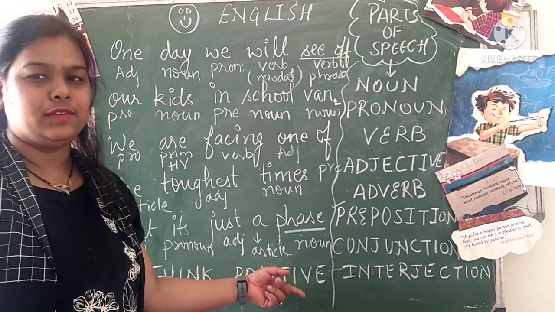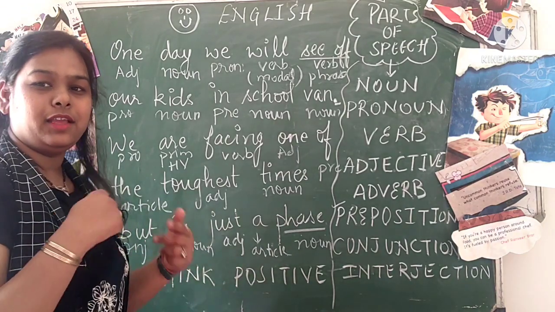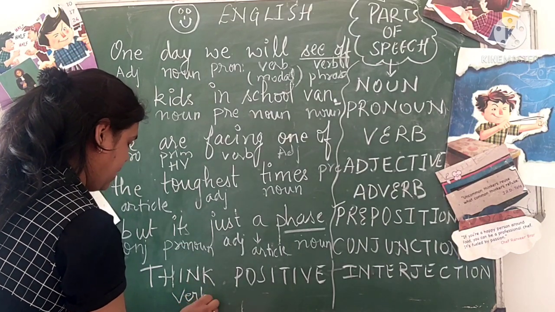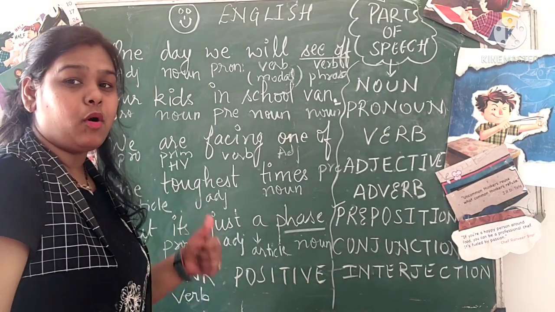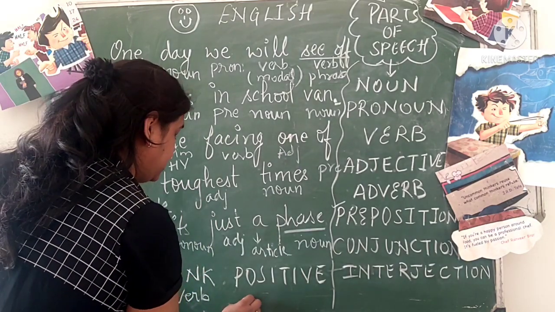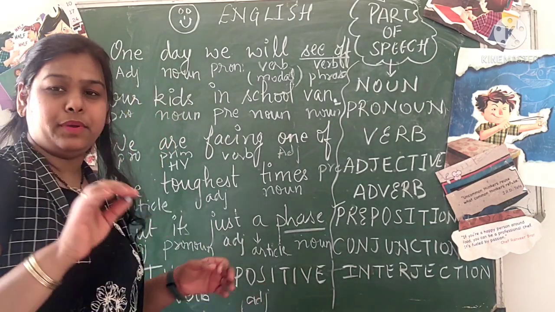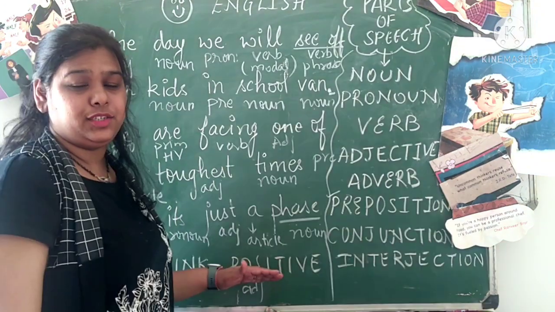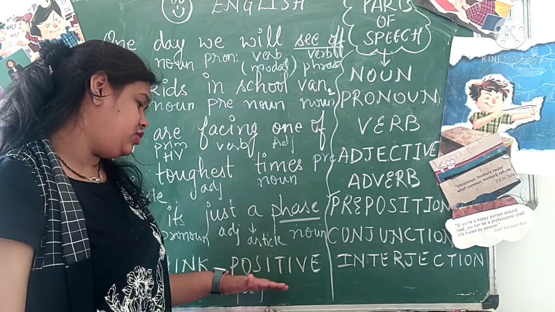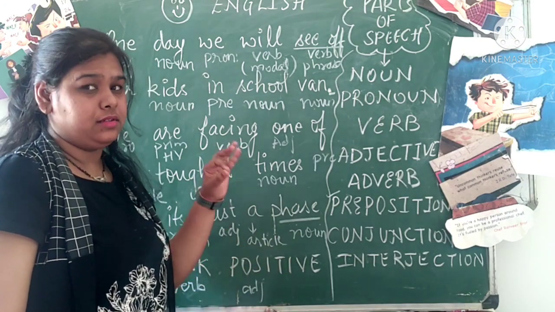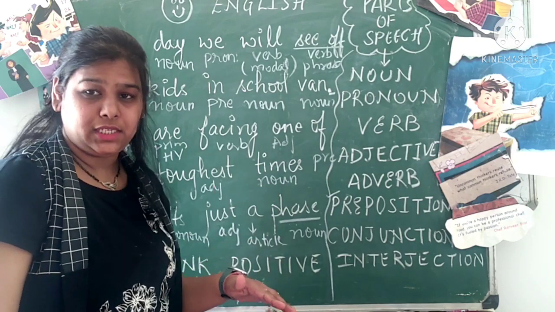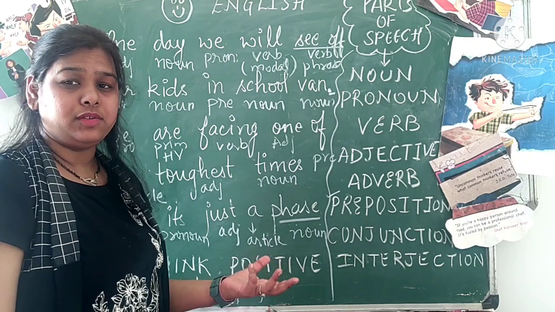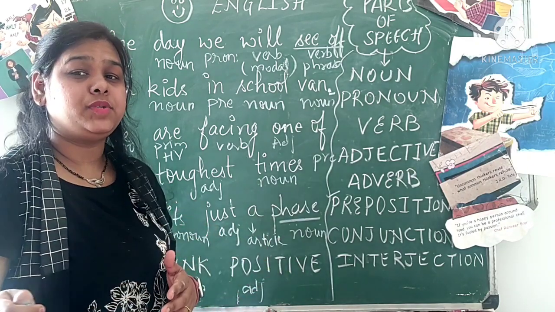Then think positive, right? What is think? Think is a verb. And what is positive? Positive is an adjective. It's a quality, right? For example, I can say, I'm a very positive girl. So positive is my quality, it's my nature. So it's an adjective. And if I add the suffix ity, positivity, right? I can spread positivity around. We should spread positivity. So positivity becomes an abstract noun.